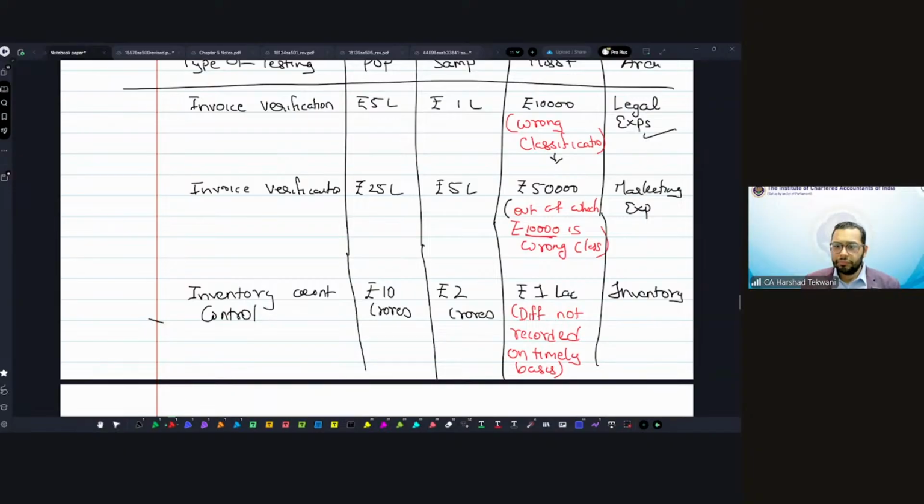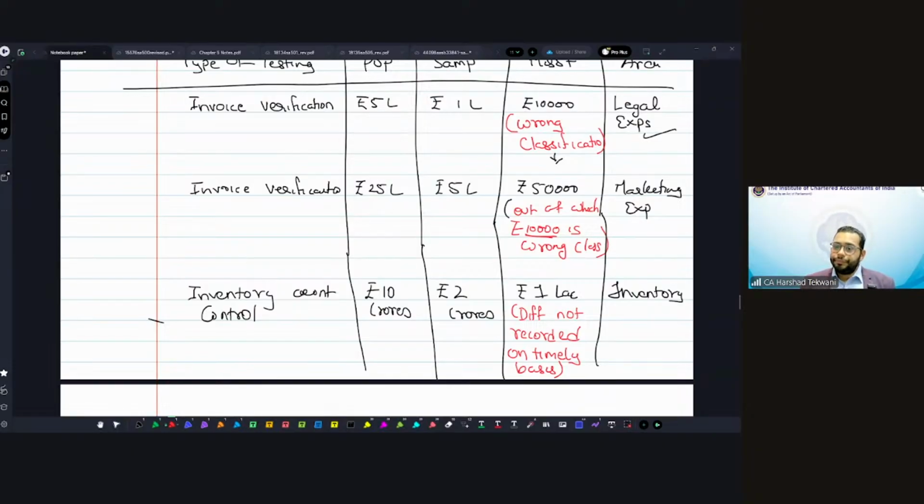Sir, could you please see, actually the first case is the invoice verification, second case is the invoice verification, third case is the inventory count. This is a control. You are checking the control, right? Third one is a control. Yes, control testing. Okay, fine.